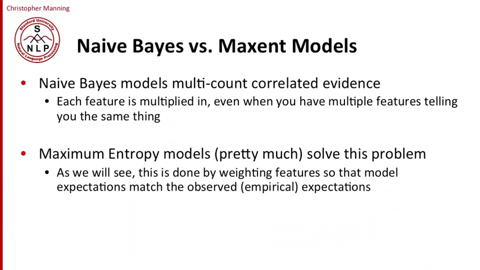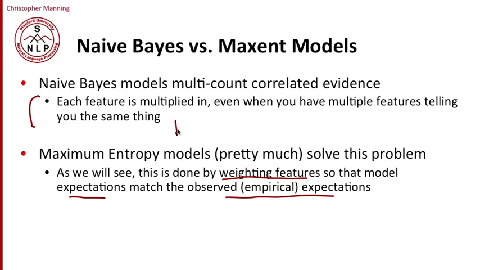Okay, so what we've seen is that naive Bayes models will multi-count evidence when it treats evidence as independent, even when it's partly or totally correlated with other pieces of evidence. Each time you see a feature, it's being multiplied in. And what we're going to show in the upcoming part is that maximum entropy models pretty much solve this problem. They completely solve it when two pieces of evidence are completely correlated. And as we shall see, this is done by weighting features by a more complex algorithm that ends up meaning that the model expectations of features match their observed empirical expectations.